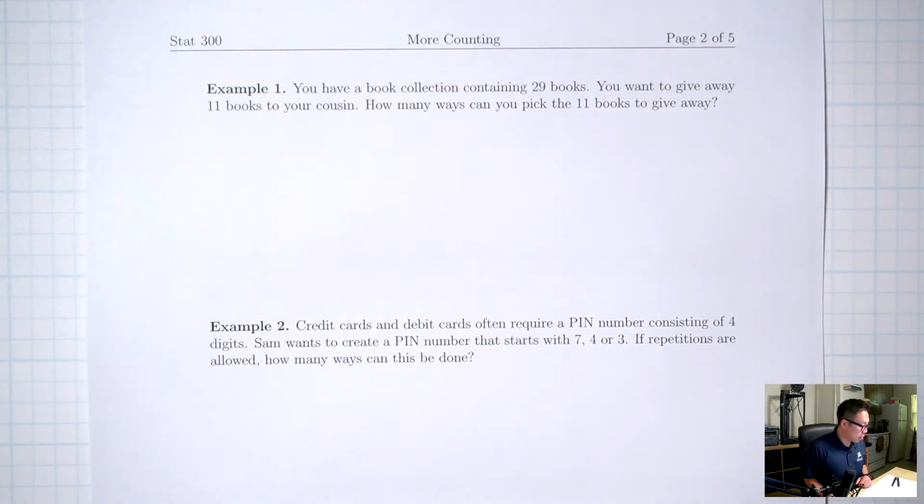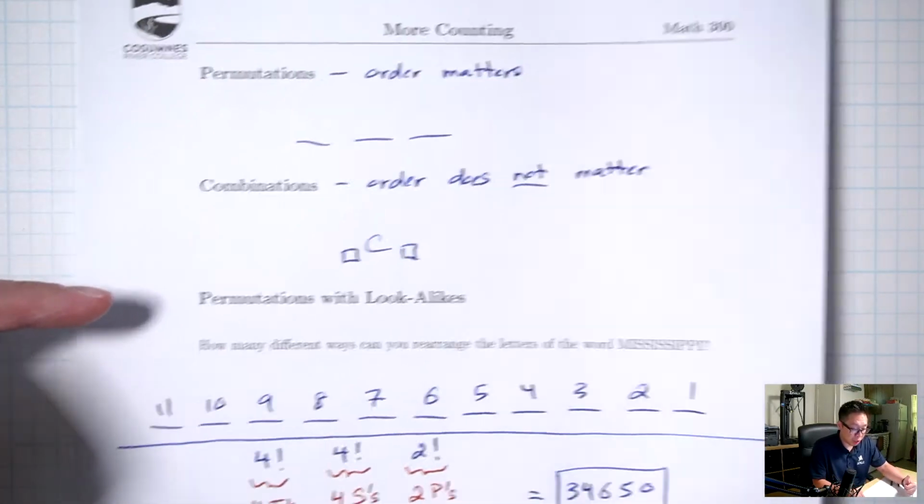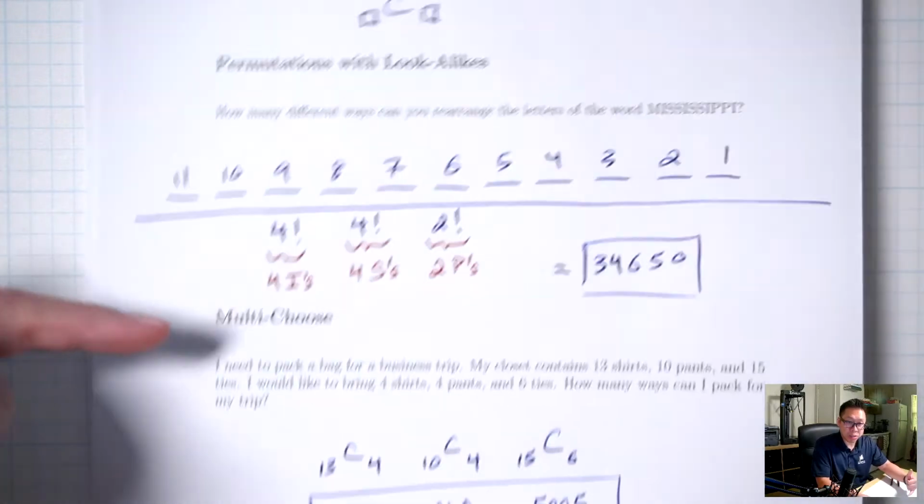All right, let's try some examples. The hard part about the examples in this section is that the first thing you need to do is decide which of these 4 situations you're in. Is it a regular permutation, regular combination, permutation with lookalikes, or is it a multi-choose?